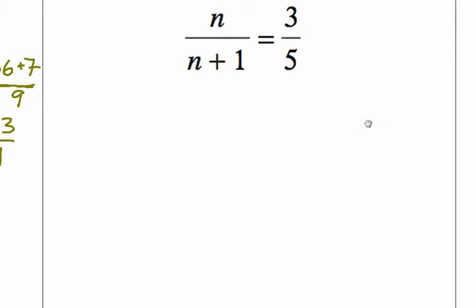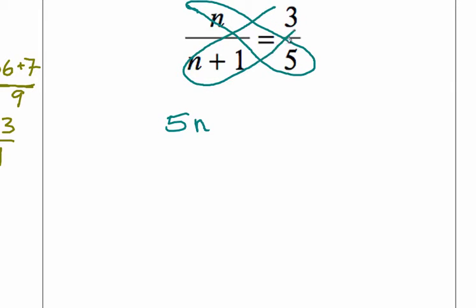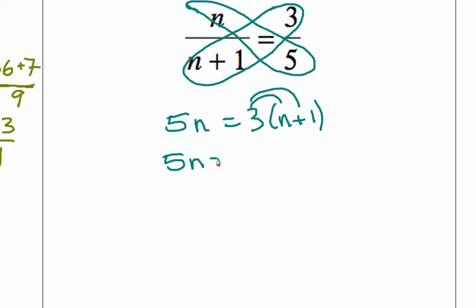Let's do another example with a variable in two different locations. Here we have n over n plus 1 equals 3/5. So in one direction we get n times 5, which we'll write as 5n. And in the other direction, we get 3 times the quantity n plus 1, remembering to put parentheses around the n plus 1. We'll distribute the 3, so we get 5n equals 3n plus 3.